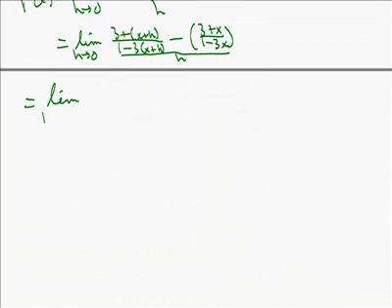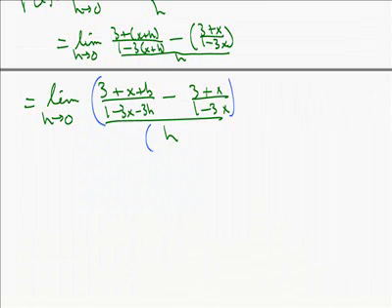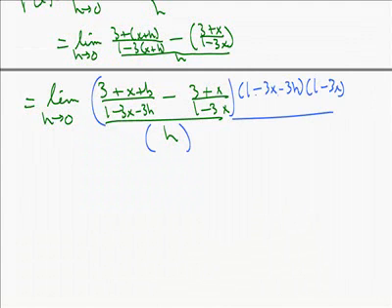We've got the limit as h approaches 0 of (3 plus x plus h) over (1 minus 3x minus 3h), when I distribute that negative 3 through there, minus (3 plus x) over (1 minus 3x), all that divided by h. To simplify this complex fraction, let's multiply both the top and bottom by the least common denominator, so a (1 minus 3x minus 3h) and a (1 minus 3x). So we'll have to do that down here as well: (1 minus 3x minus 3h) times (1 minus 3x).